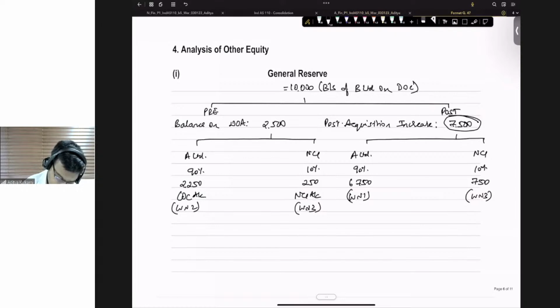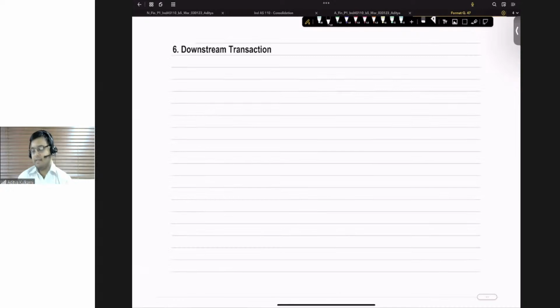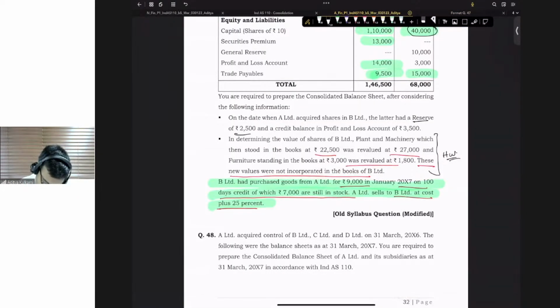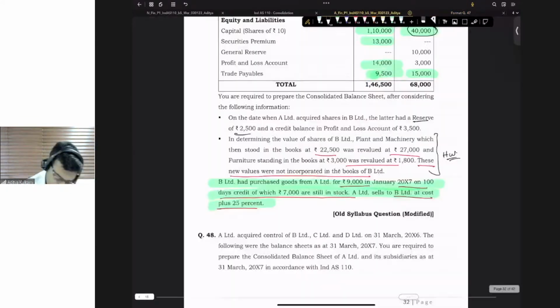So we move on to these certain adjustments. I will just give you the note on downstream transaction and let us see how many of you can do the fair value transactions correctly. Okay. So downstream inventory sold at cost plus 25%. Cost to A plus markup is equal to selling price of A. So what will be the cost to A?